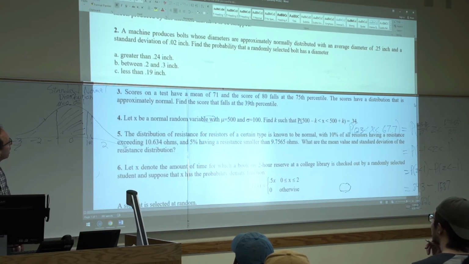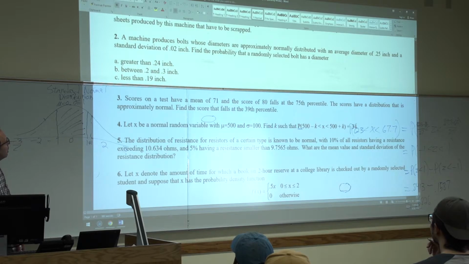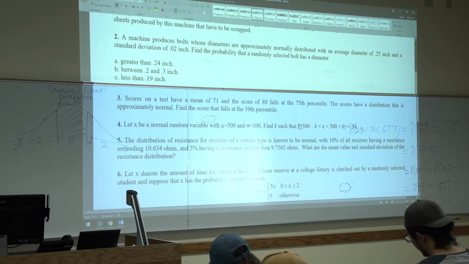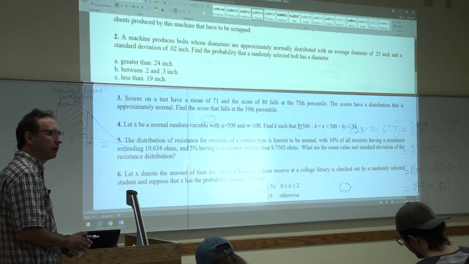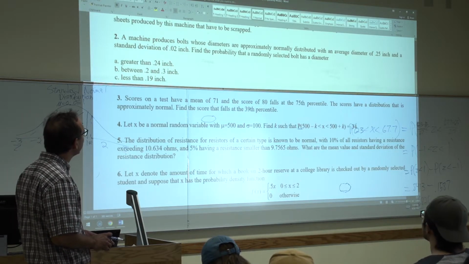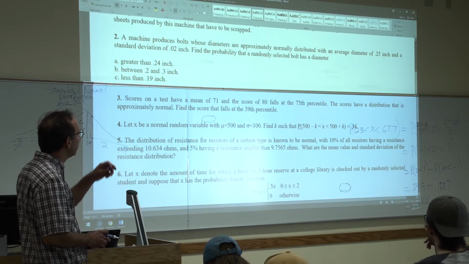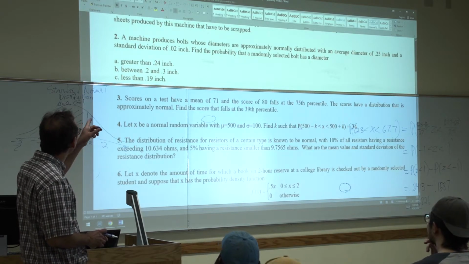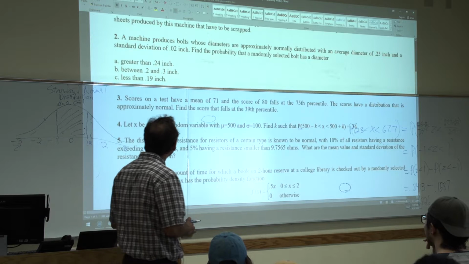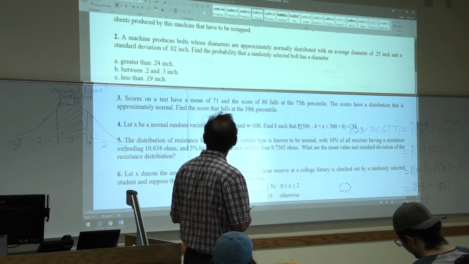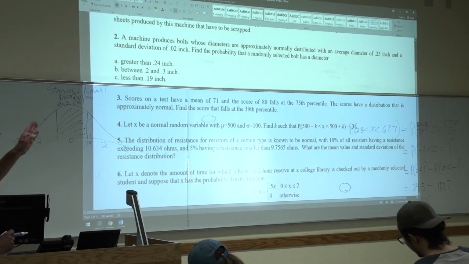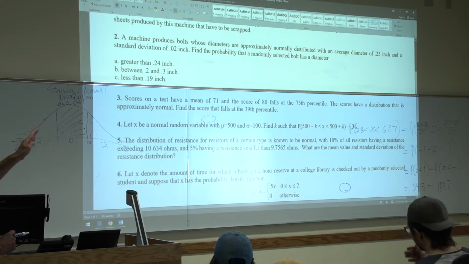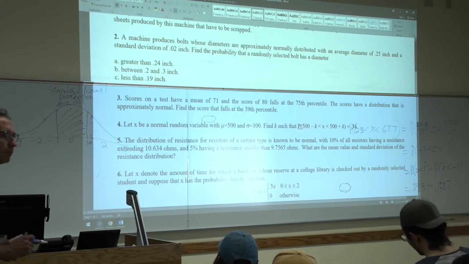But since we're talking about normal distributions here, let's go ahead and look at number 2. It says a machine produces bolts whose diameters are approximately normally distributed with an average diameter of 0.25 inch and a standard deviation of 0.02. Find the probability that a randomly selected bolt has a diameter greater than 0.24, between 0.2 and 0.3, less than 0.19.